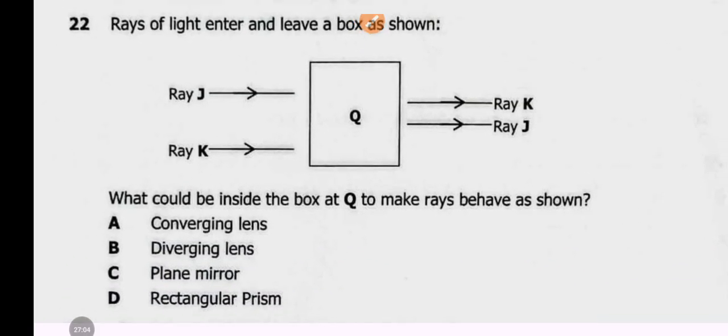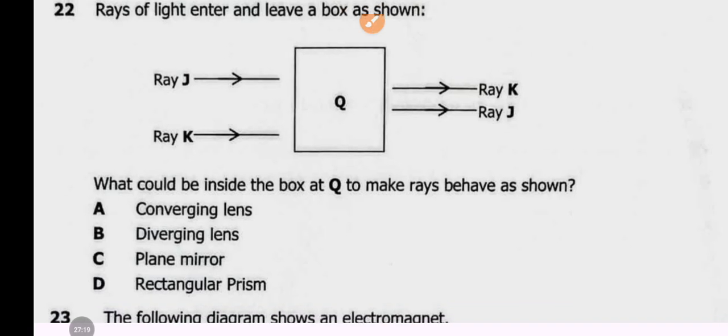Right. Question 22. Rays of light enter and leave a box as shown. What could be inside the box at Q to make the rays behave as shown? It's a very tricky question, and okay.